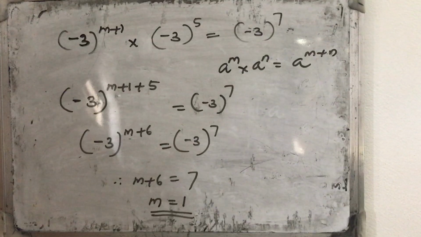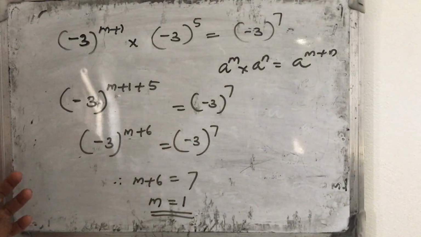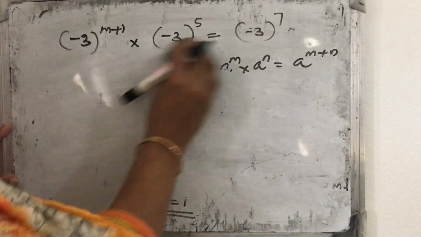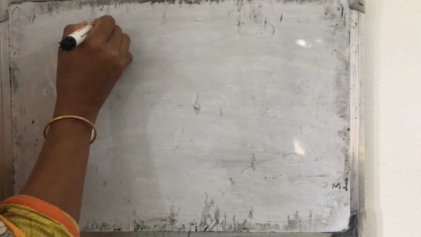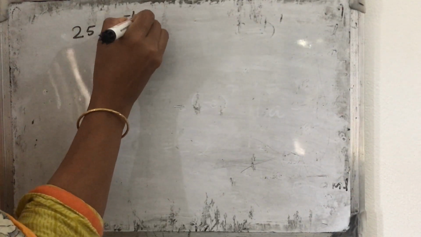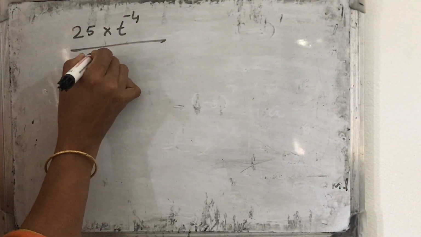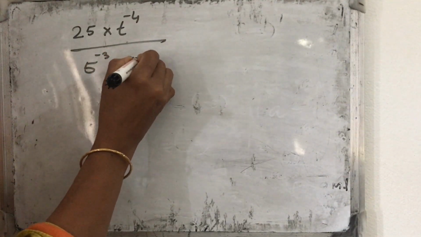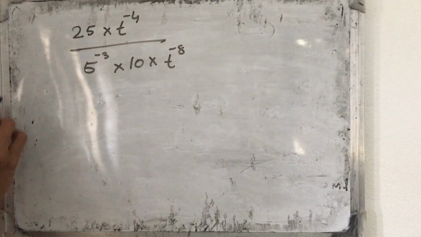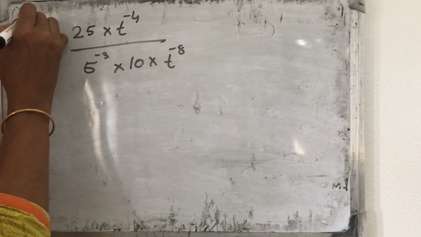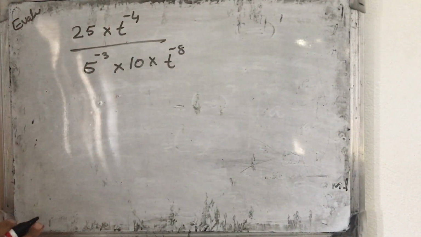Another type of question is "evaluate." That's also very important. In this case, you want to convert the given numbers into the same base. 25 into 10 raised to minus 4 divided by 5 raised to minus 3 into 10 raised to minus 8. The question is evaluate. We want to find the value of this expression.